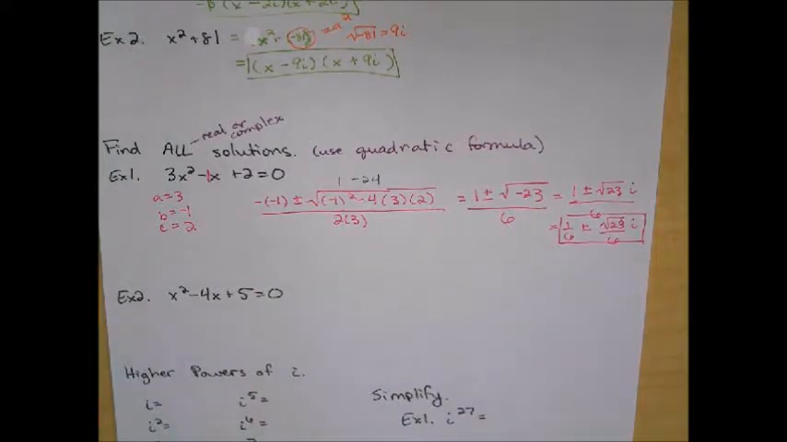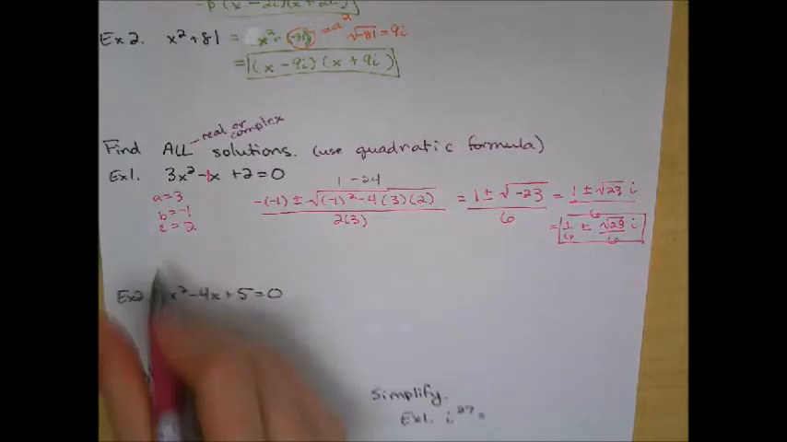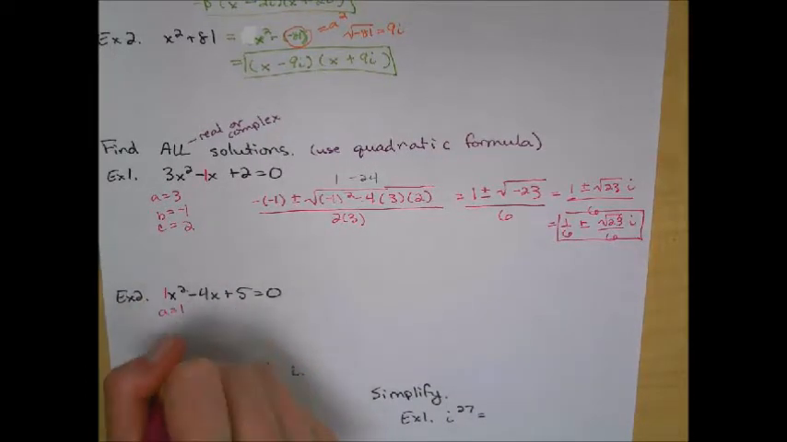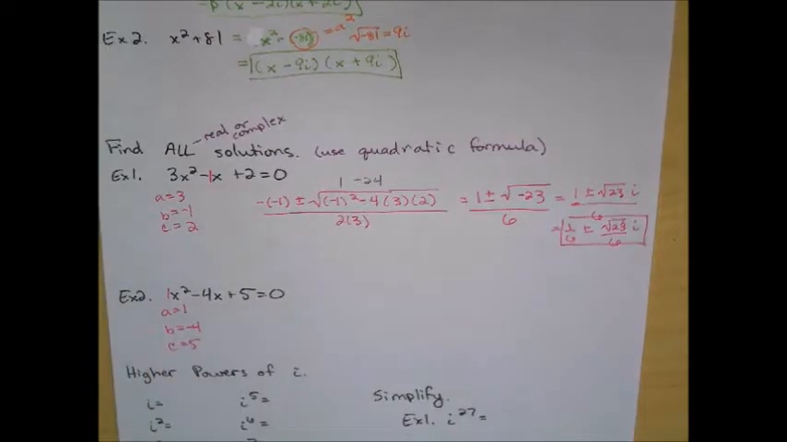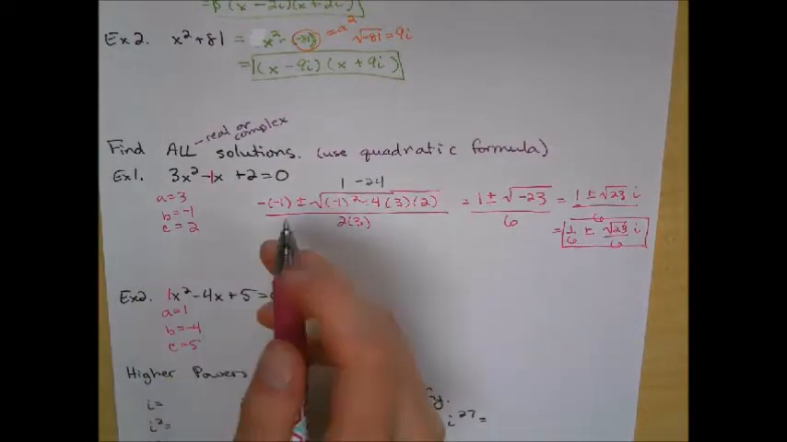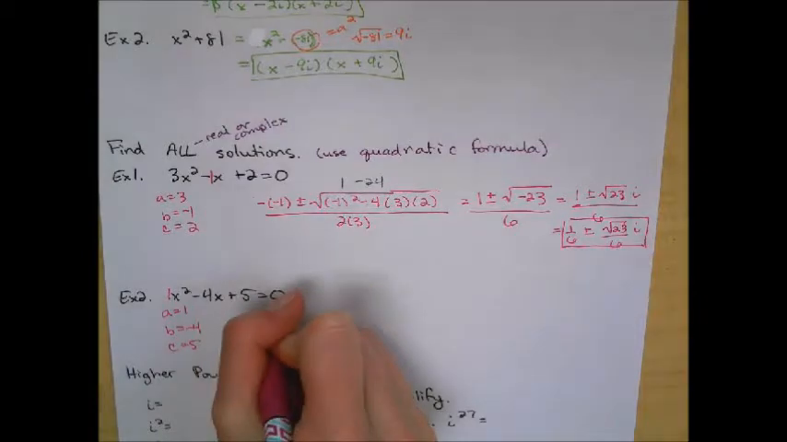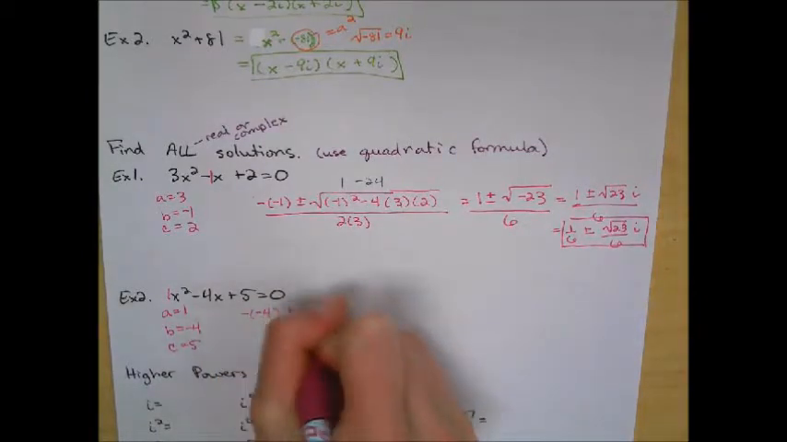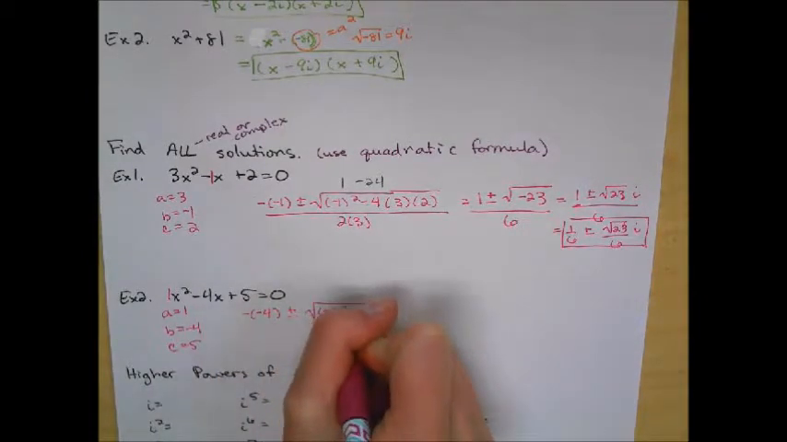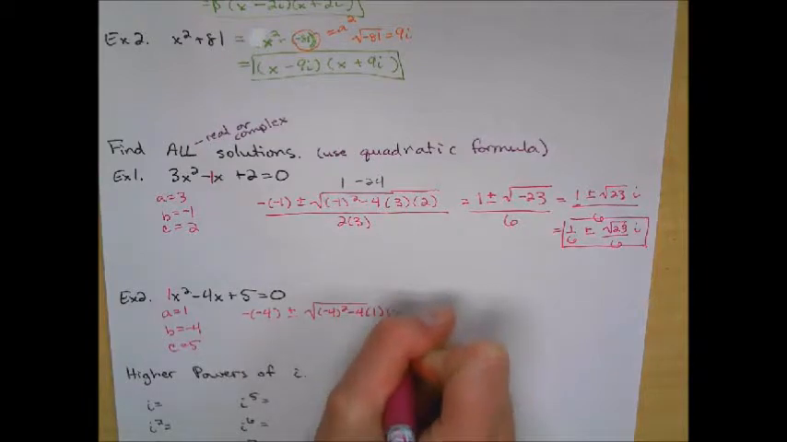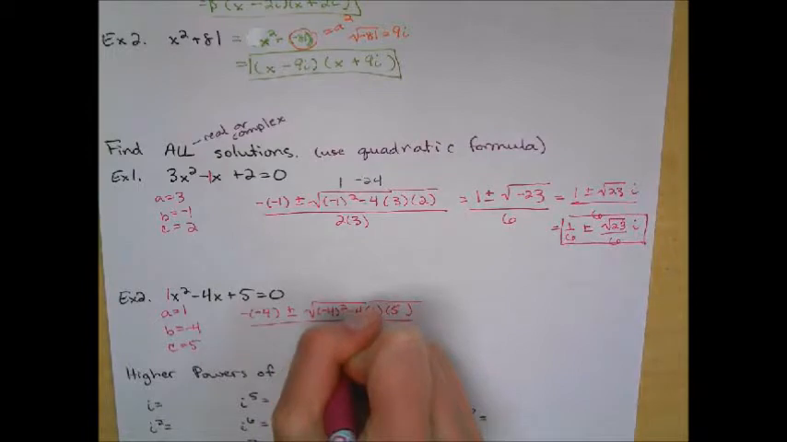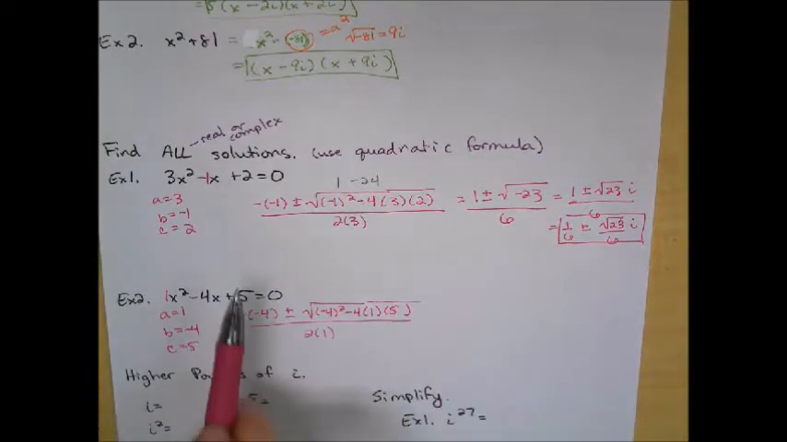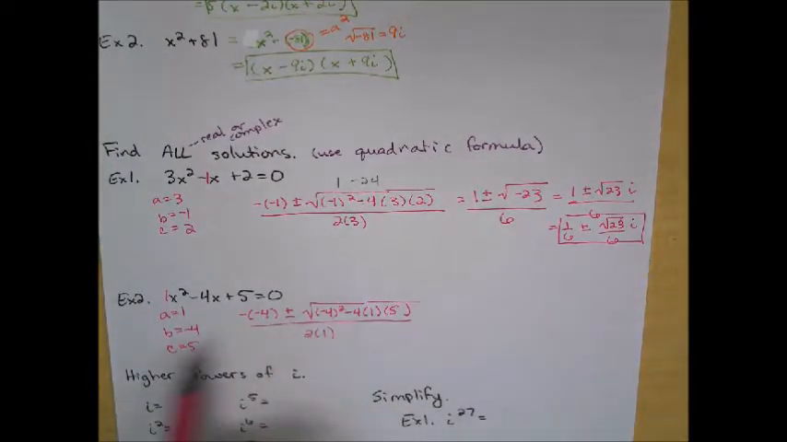Okay, so we have a equals 1, b equals negative 4, c equals 5. Let's plug it in. Negative b plus or minus the square root of b squared minus 4ac, all over 2a. Make sure we're plugging in that negative, because our b is negative. Make sure we're plugging it in with parentheses.